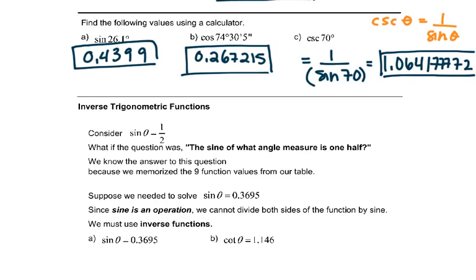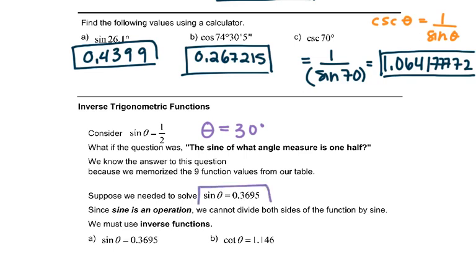So consider if we had sine of theta equals 1/2. And I said, well, this is our question. The sine of what angle is going to measure as 1/2? Right? The sine of what angle measure is equal to 1/2. And because we have memorized those 9 values in our chart, we know what the answer is. We know that this is going to be theta equals 30 because this is a value from our table.